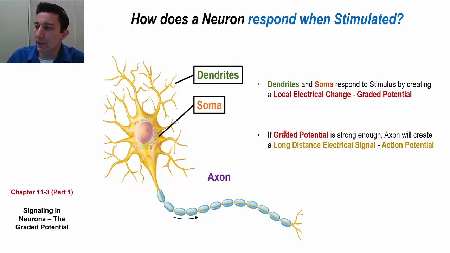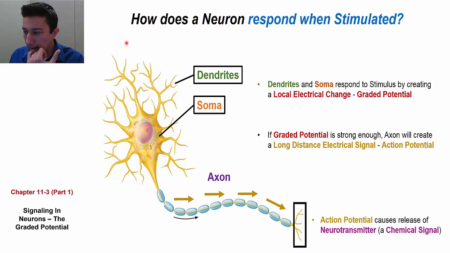If this graded potential is strong enough, the axon will create a long-distance electrical signal that spreads or propagates down it, called the action potential. The action potential always proceeds from the axon hillock down the length of the axon, as indicated by these gold arrows, toward our axon terminals. The electrical signal of the action potential results in the release of a chemical signal that we call the neurotransmitter from the ends of our axon. This neurotransmitter is what signals our next cell in the chain.